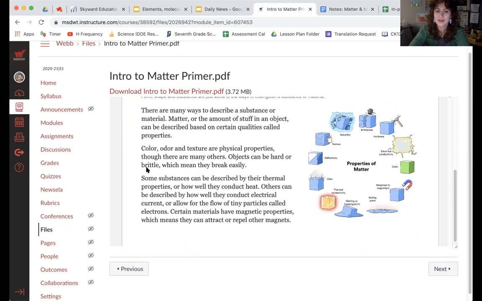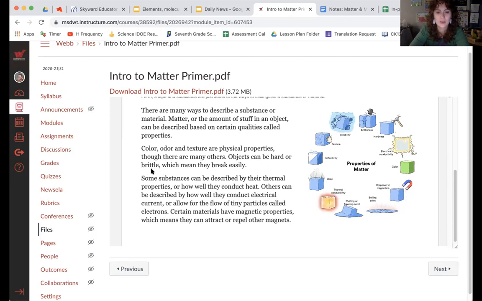All right, I'll get you started, and then I'm going to have you pause and read the rest on your own. So there are many ways to describe a substance or material. Matter, or the amount of stuff in an object, can be described based on certain qualities called properties. Color, odor, and texture are physical properties, though there are many others.